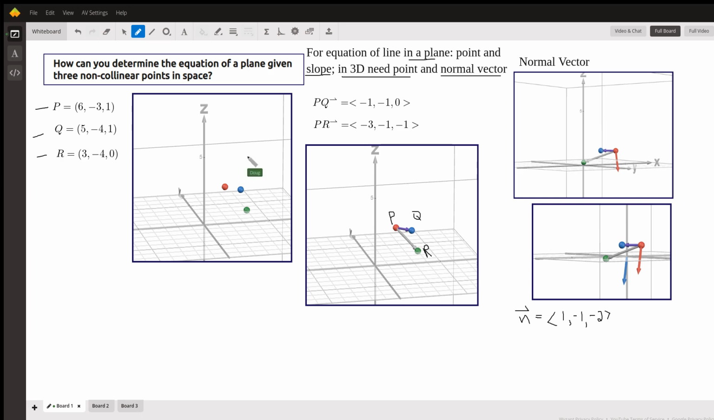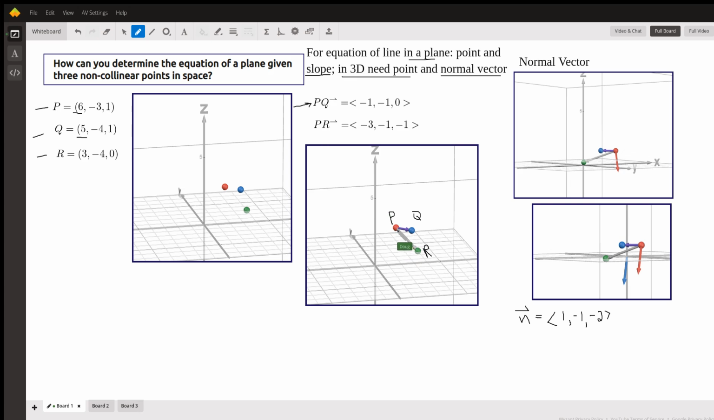So vector PQ, P is the initial point, Q is the terminal point. So if we take 5 minus 6, we get -1, -4 minus 3, -1. So there's the position vector for vector PQ. And similarly for vector PR.